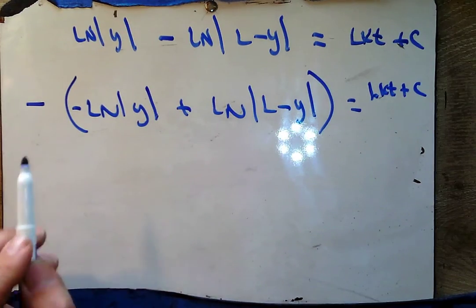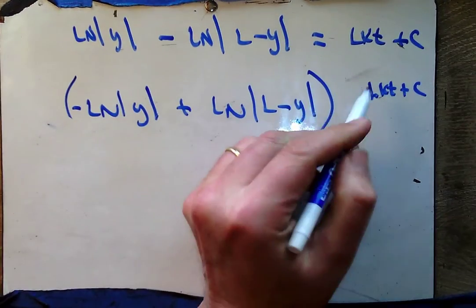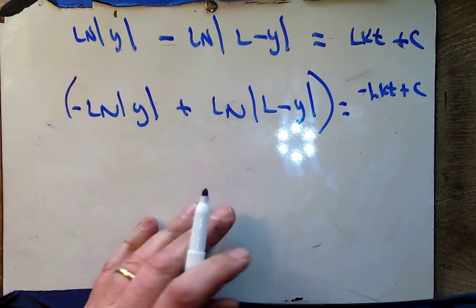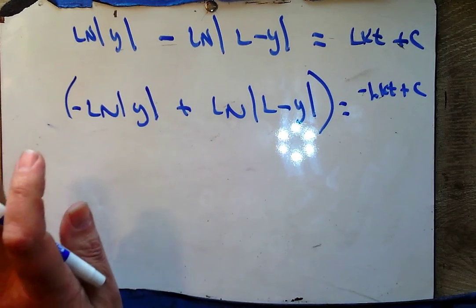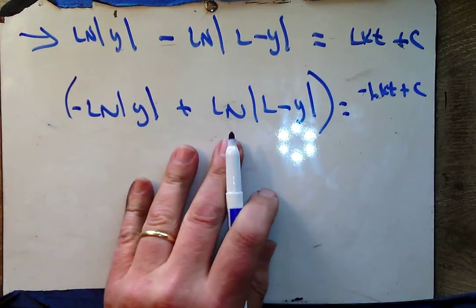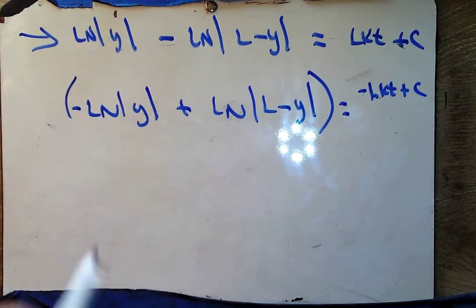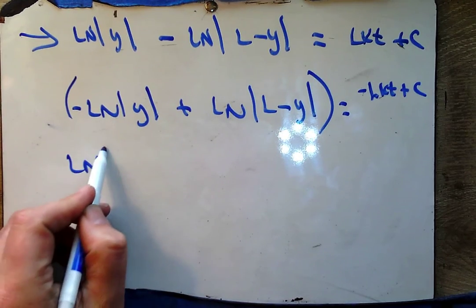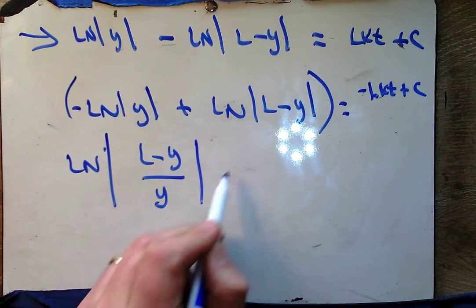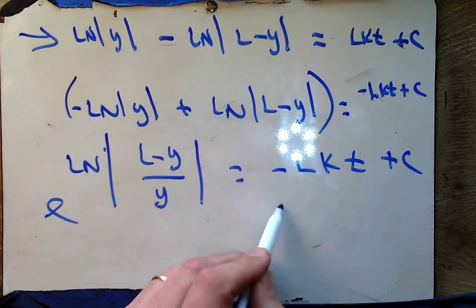Well, this negative, I don't want it on this side anymore. I want to move it over here. So I have minus LKT. I know, it seems like, cuckoo, why? That's so stupid. Try the other way. Just finish that one, and you'll know why I wanted to flip these. I want the minus here and the plus here. Because when I condense these into one log, now what I've got is L minus y over y equals minus LKT plus C. I exponentiate.